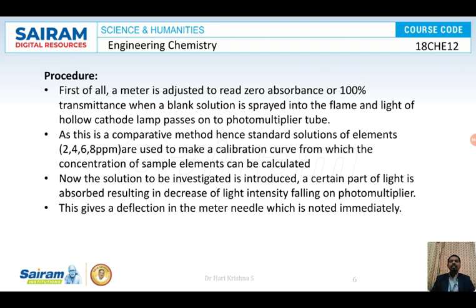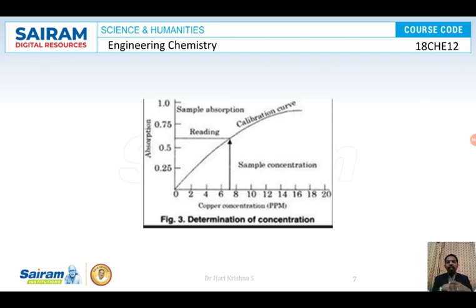Then there is the comparative method, where we prepare standard solutions of 2, 4, 6, 8 ppm to make a calibration curve. Now the solution to be investigated is introduced. A certain part of light is absorbed, resulting in a decrease in the intensity of light. Now all readings are noted down. We plot a graph of concentration of one particular metal, maybe copper or anything, against absorption. So you get the calibration curve.